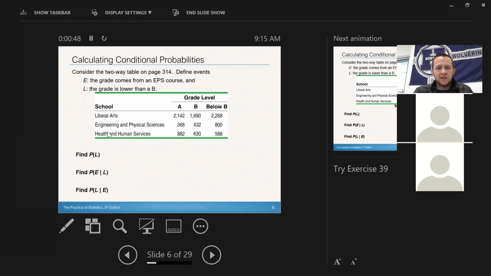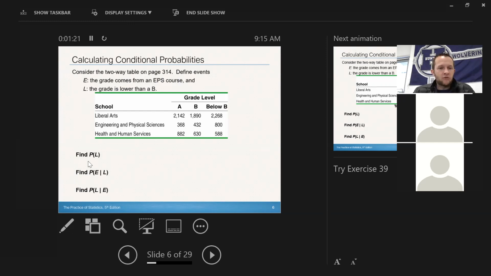So it's like different majors, basically, in this college. And what we're looking at is the students' grades there. A is going to be that they got A's, B is going to be the number of B's that were given by those schools, and below B. So those are all the different grades that someone could have gotten at this college with these different schools in a specific semester. Now, we have two events here. We have E, the grade comes from an EPS course. EPS is engineering and physical science. And L is a grade lower than a B.